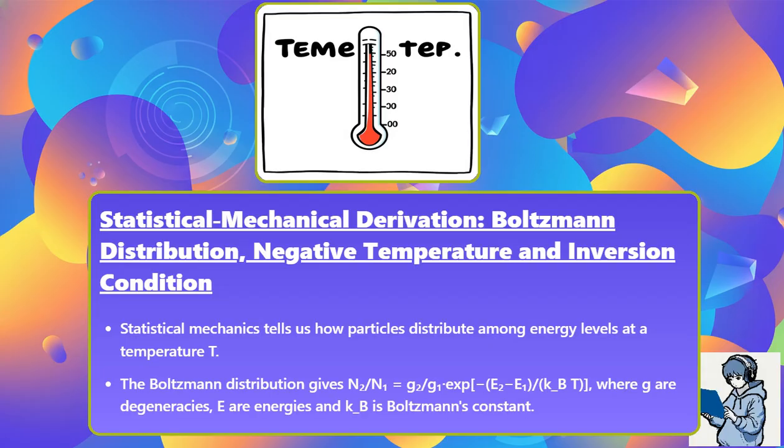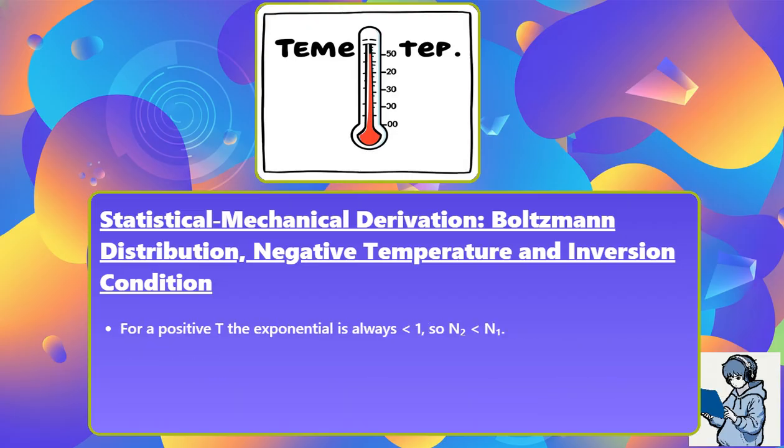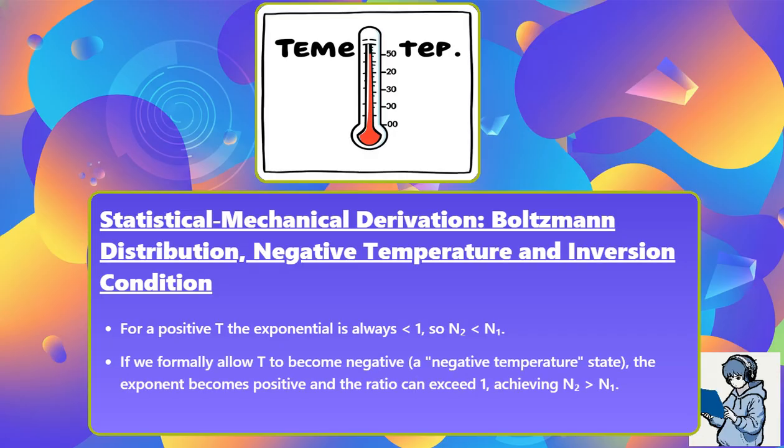The Boltzmann distribution gives N2 over N1 equals g2 over g1 times exp of negative (E2 minus E1) divided by k_B T, where g are degeneracies, E are energies, and k_B is Boltzmann's constant. For a positive T, the exponential is always less than 1, so N2 is less than N1. If we formally allow T to become negative, a negative temperature state, the exponent becomes positive and the ratio can exceed 1, achieving N2 greater than N1.